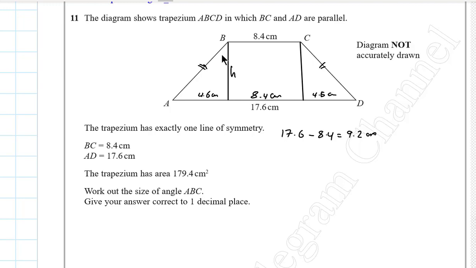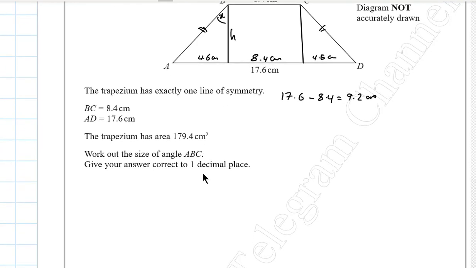Okay, I will call this h and this angle x. The rule for the area of a trapezium, which is found in your sheet at the beginning of the exam, says half multiplied by the sum of the two parallel bases, which is 17.6 plus 8.4, and then multiplied by the height h, is equal to the area, which is 179.4.